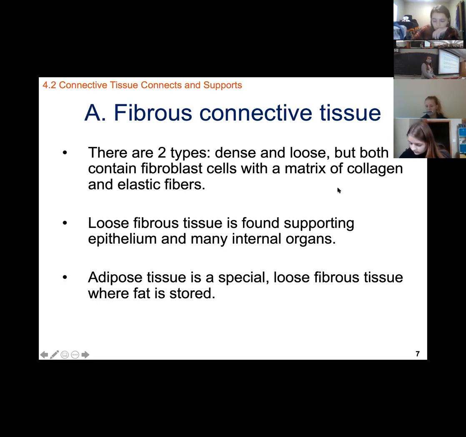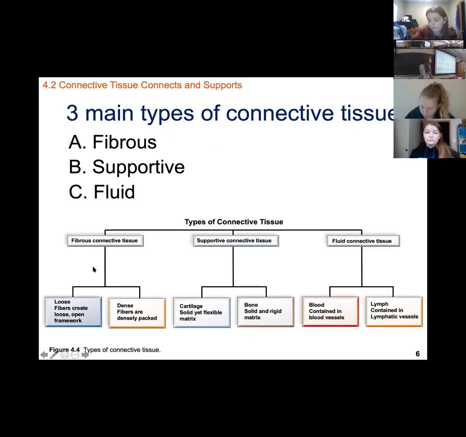So these loose fibrous tissues are what are found in supporting epithelium and many internal organs. So epithelium is like your skin, the layers of your skin, and many internal organs. That loose fibrous tissue is what helps to support and connect. Remember, there's a difference between loose and dense. And then adipose tissue, adipose is fat, is a special loose fibrous tissue where fat is stored. Okay, so that's a little bit more about that fibrous tissue. Just to go back and review where we are at, we are working on that left part of that picture right here on figure 4.4. We just briefly described some more about that fibrous connective tissue.